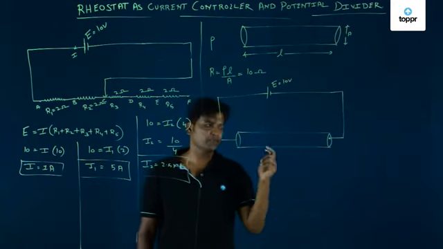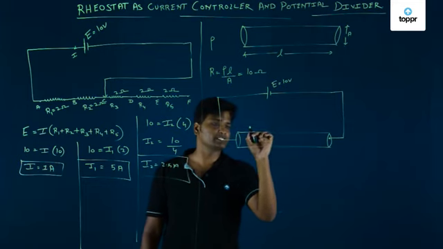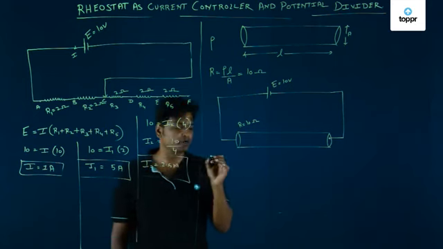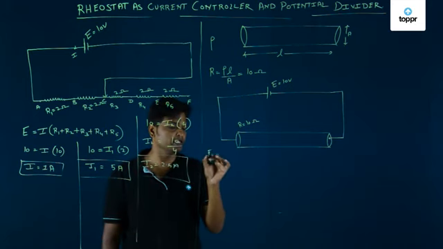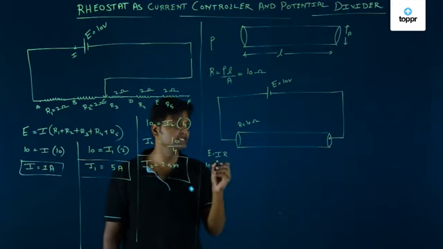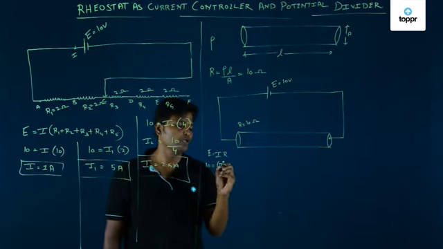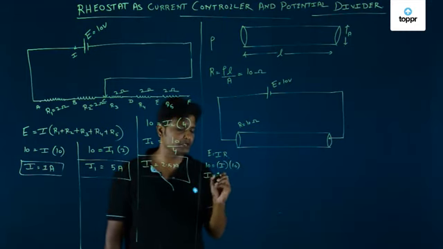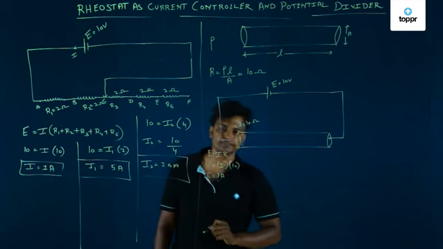Now, if you ask me, what is the amount of the current which is flowing? EMF of the battery is the same. Resistance of this material R is equal to what? 10 ohm. What is the current which is flowing? E is equal to I into R. E is 10 volt, I is nothing but what? I don't know. R is 10 ohm. So what is I? I is equal to 1 ampere.